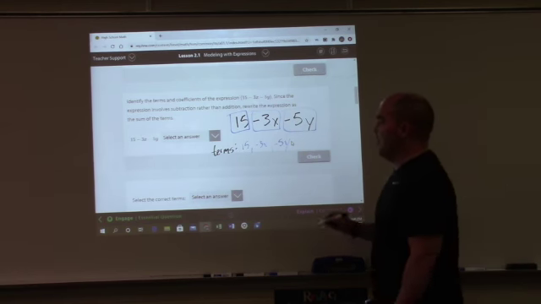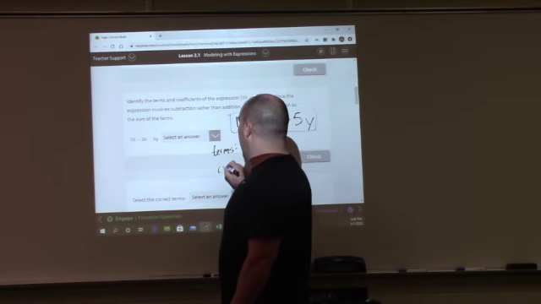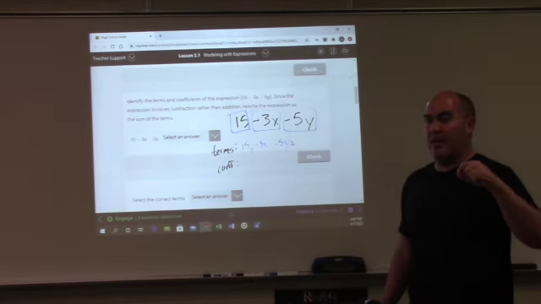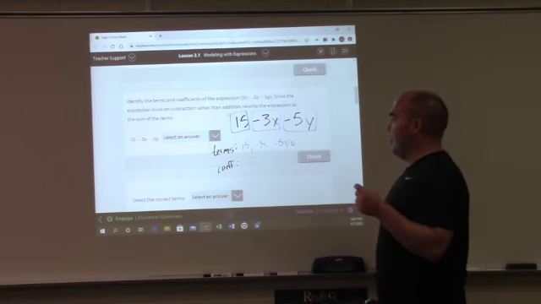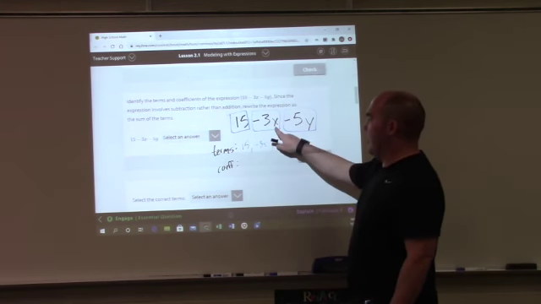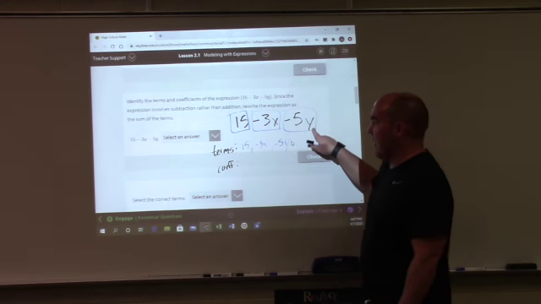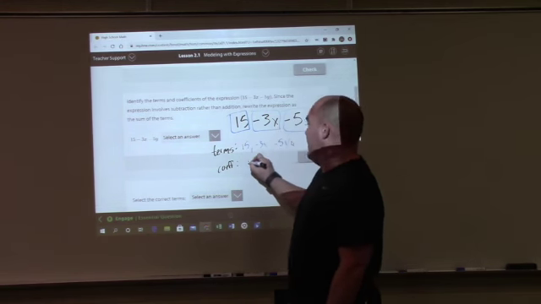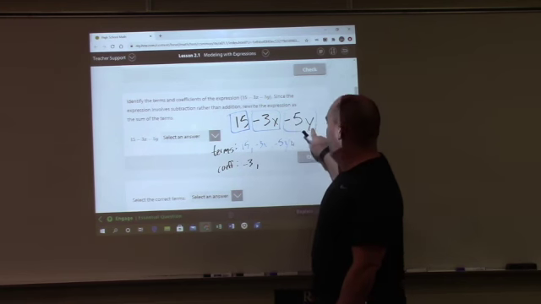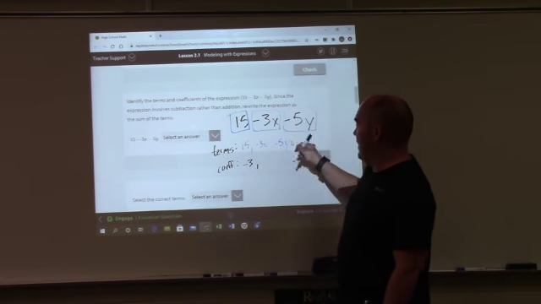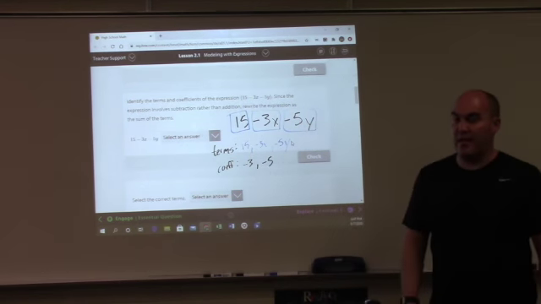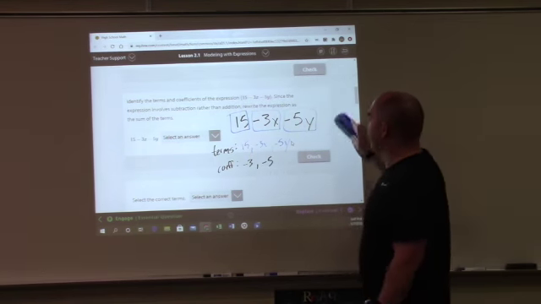If they ask you for the coefficients, this is going to be a little bit different, because remember we said the coefficient is the number in front of the variable. So we only have two variables, x and y. Our number in front of the x is negative 3, so that's the first coefficient. And our number in front of the y is a negative 5. So that is our second coefficient. Alright?